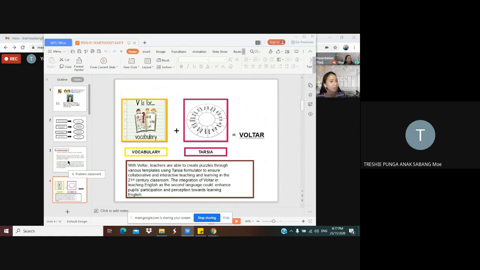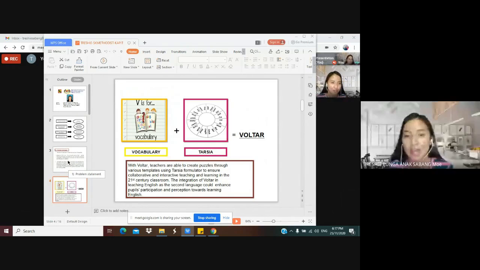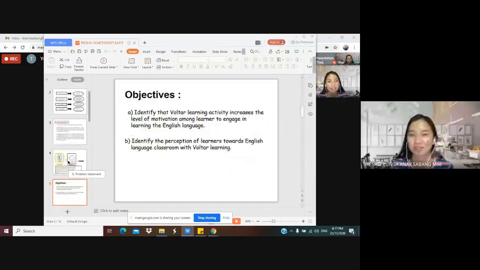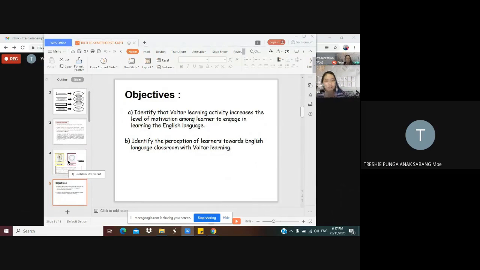They will become more eager to learn, and at the same time, they have to compete with others in order to win maybe prizes. Next is the objective. There are two objectives. Identify that Voltar learning activity increases the level of motivation among learners to engage in learning the English language. And next, identify the perception of learners towards the English language classroom with Voltar.